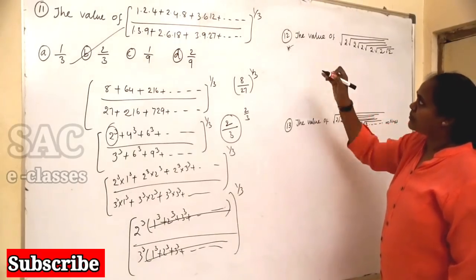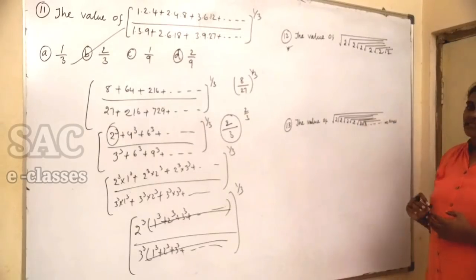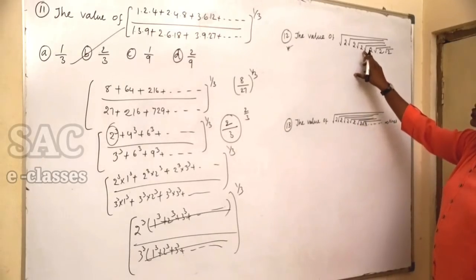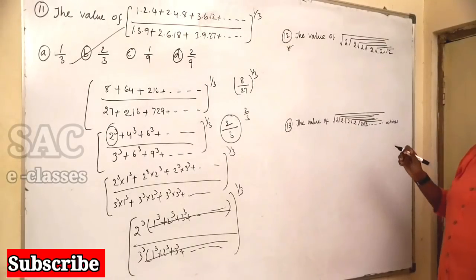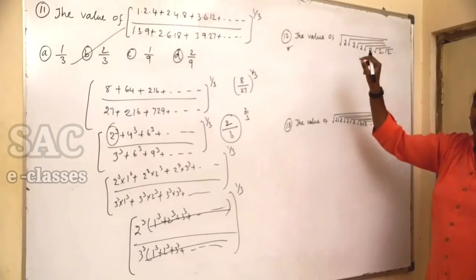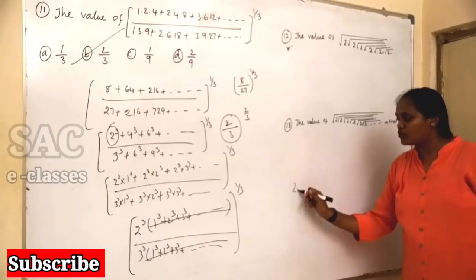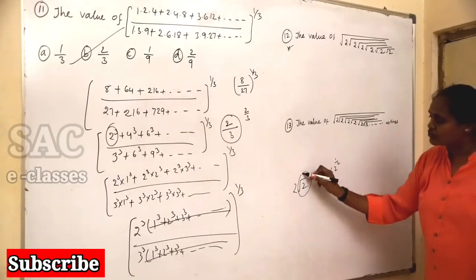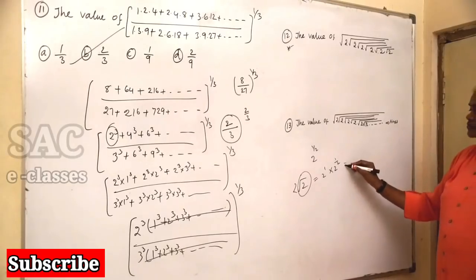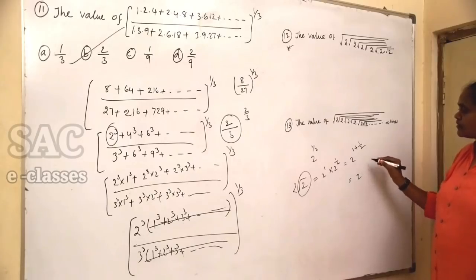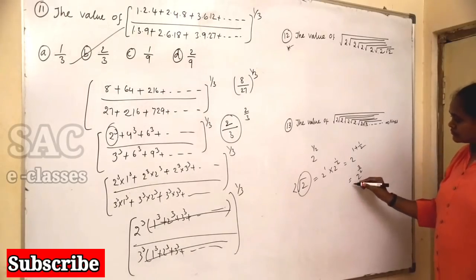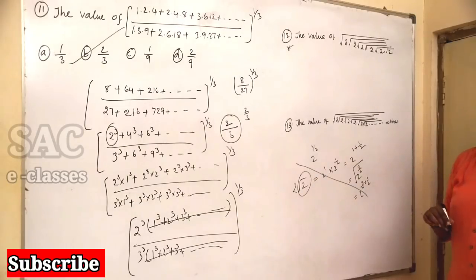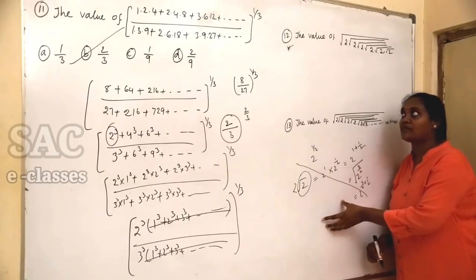A very, very important model problem, and I have repeated it once in the Sainik school problem also. The value of root 2, root 2, root 2, root 2, root 2, root 2, root 2. Clearly, whenever there are successive roots, you can find out. Usually 2 root 2, in what way can you find out? 2 power 1 into 2 power 1/2, because you can write root 2 as 2 power 1/2. So 2 power 1 plus 1/2, that is 3/2. And again root is 2 power 3/2 into 1/2, like this never ending. So this procedure takes much time, and may not help you to solve this one.